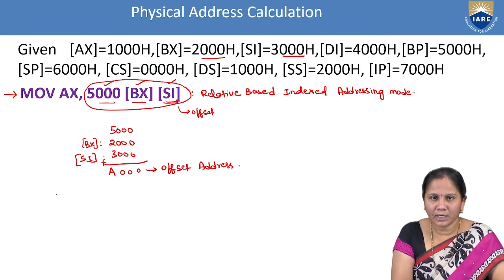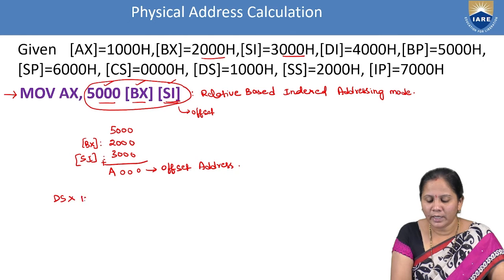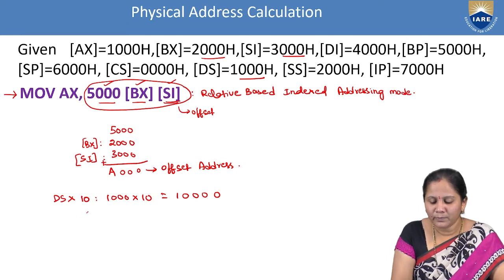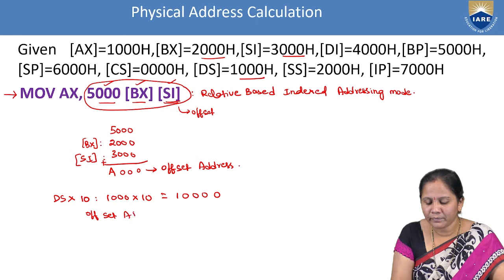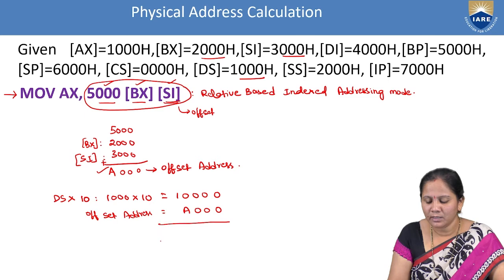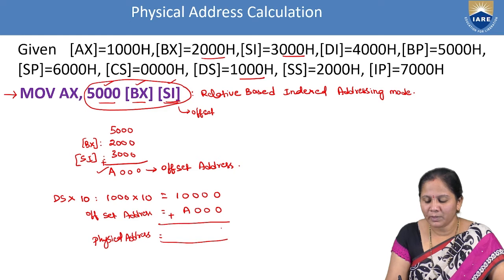Now, to find the physical address, segment address into 10. Here the segment address, the data segment, is 1000 into 10. So it gives 10000. And to this, the offset address should be added. The value of the offset address is A000. By using this, we have to calculate the physical address. So here 0 plus 0 is 0, 0, 0, A, and it is 1.